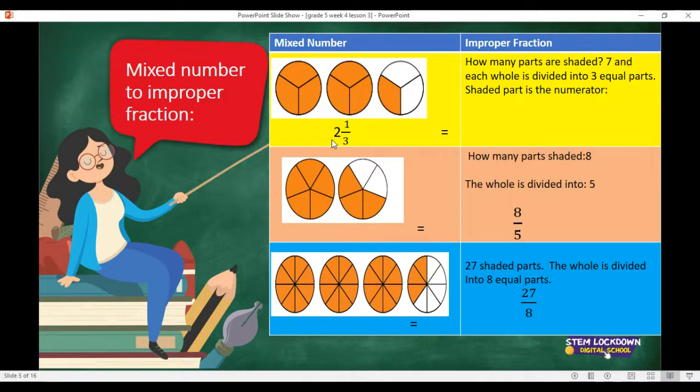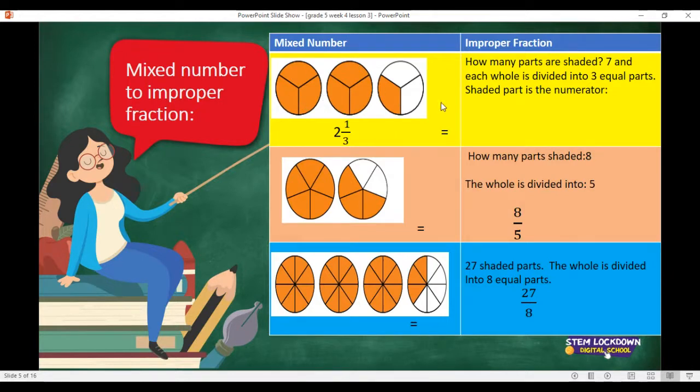So you're going to write it like this. You say 2 wholes, and then we check on the one that is not full, and we check how many is shaded. So 1 is shaded. So then we'll say we have 2 wholes and then 1/3. So this is writing it in a mixed number form.